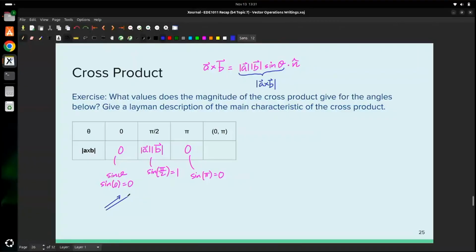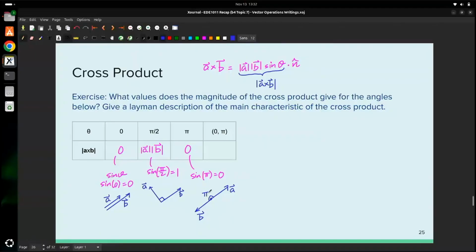No perpendicularity. So if two vectors have no perpendicularity at all, then it is 0. Then these two vectors, perfect perpendicularity. The two vectors are perpendicular to each other, then you get maximum cross product magnitude. Then the third one, the two vectors are actually pointing in the opposite direction because it's pi. So therefore there is no perpendicularity at all.